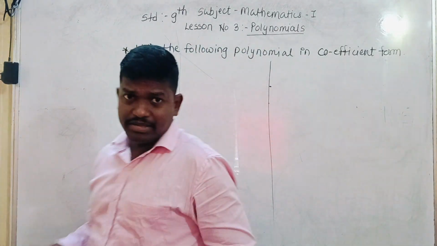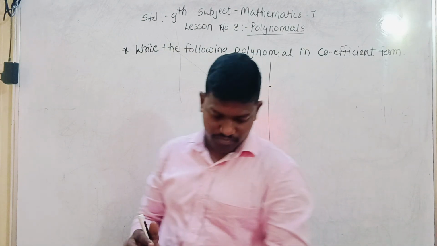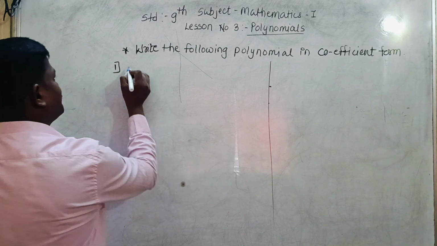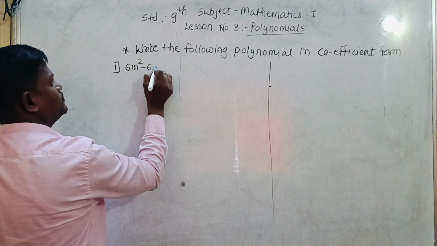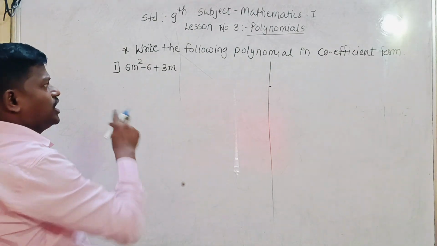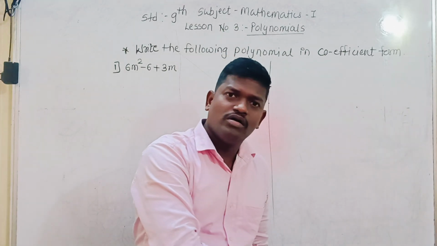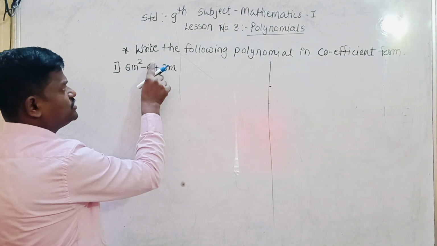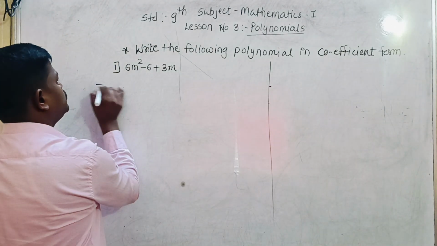Our next question is, write the following polynomial in coefficient form. So let's take one example, 6m square. We have to find out whether our equation is in standard form or not. Let's check 2, 0 and 1. So our equation is not in standard form, so we have to arrange first.